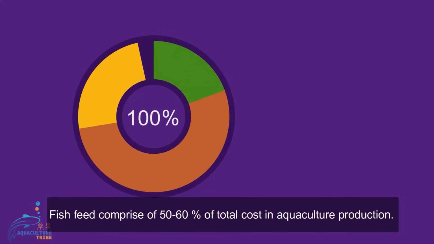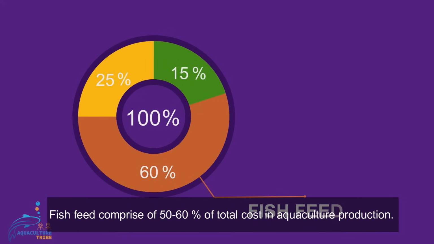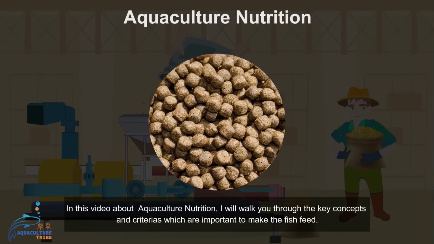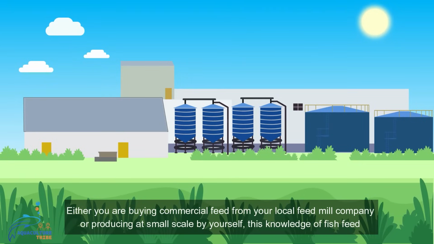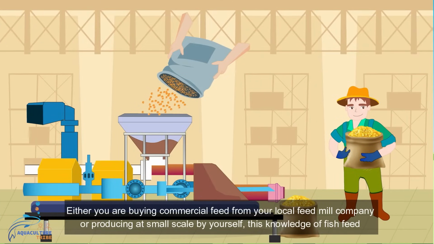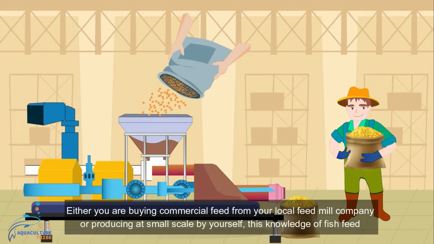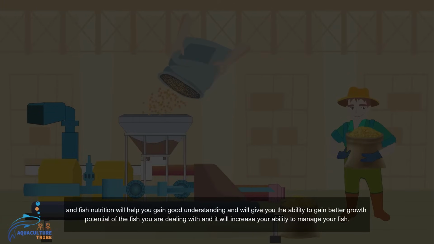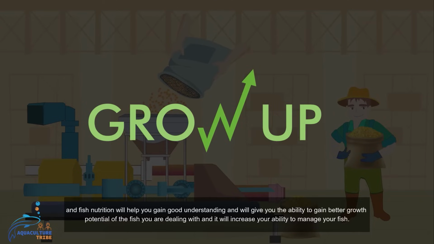Fish feed comprises 50 to 60% of total cost in aquaculture production. In this video about aquaculture nutrition, I will walk you through the key concepts and criteria which are important to make the fish feed, whether you are buying commercial feed from your local feed mill company or producing at small scale by yourself. This knowledge of fish feed and fish nutrition will help you gain a good understanding and will give you the ability to gain better growth potential of the fish you are dealing with, and it will increase your ability to manage your fish.